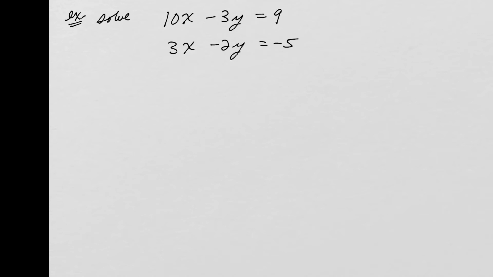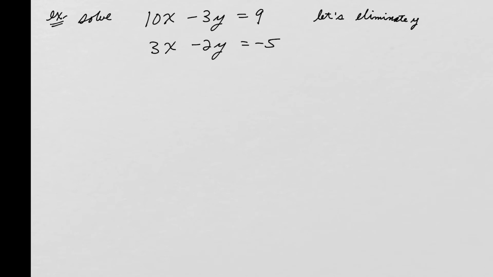Okay, in this case, there's no easy variable to eliminate. You could either eliminate the x or y. Let's say we choose to eliminate the y. So to do that, remember the coefficients of the y have to be opposite. But see how one is a negative 3 and one is a negative 2 right now?